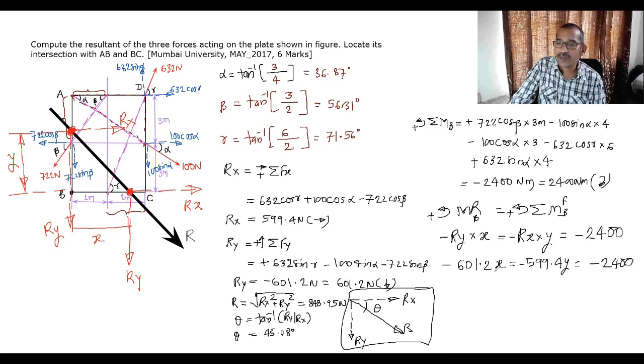What you have written, plus or minus moment, that one is very important. Sum of moments clockwise means minus, so you must get the moments of Rx and Ry negative, meaning clockwise, which means the location or point of application of the resultant that we have placed on the plate is correct. Using this, we find x and y. X comes out to be 4 meter, and y also comes out to be 4 meter.